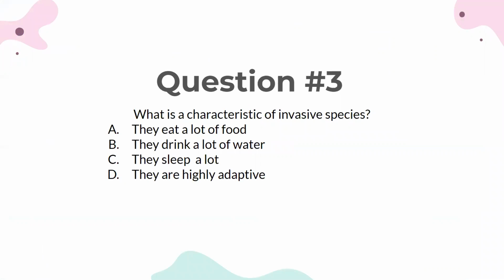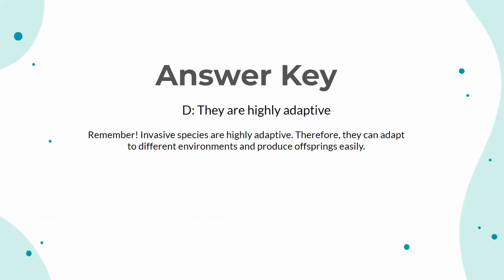Question number three, what is a characteristic of invasive species? A, they eat a lot of food. B, they drink a lot of water. C, they sleep a lot. Or D, they are highly adaptive. And the answer is D, they are highly adaptive. So remember, invasive species are highly adaptive, so they can survive practically anywhere and populate very, very easily.